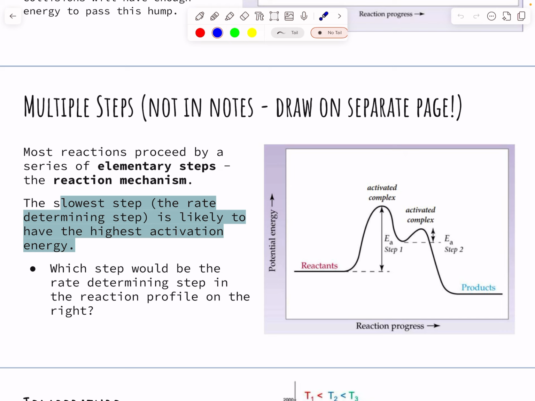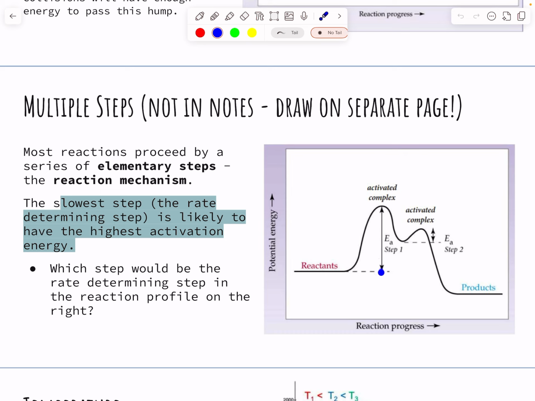So remember, the slow step is your rate determining step. When you're identifying that on an activation or an energy diagram, you're looking for the one with the highest activation energy. So it says which step would be the rate determining step in the reaction profile on the right. So my two steps are here and here, right? And so the first one has to go from the reactants all the way up. So we call that EA1.